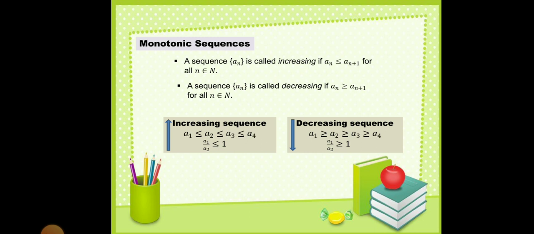So e sub 1 is less than or equal to e sub 2, and e sub 2 is less than or equal to e sub 3, and e sub 3 is less than or equal to e sub 4, or e sub 1 over e sub 2 is less than or equal to 1. And the decreasing sequence is e sub 1 is greater than or equal to e sub 2, and e sub 2 is greater than or equal to e sub 3, and e sub 3 is greater than or equal to e sub 4, or e sub 1 over e sub 2 is greater than or equal to 1.